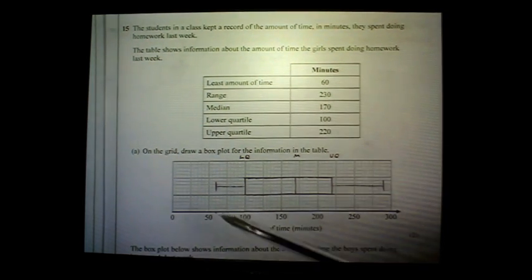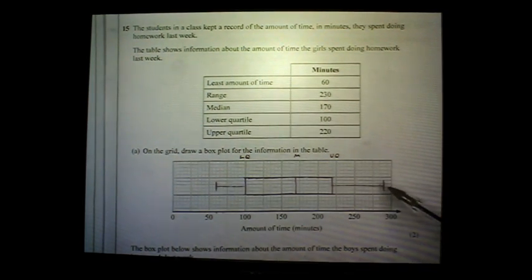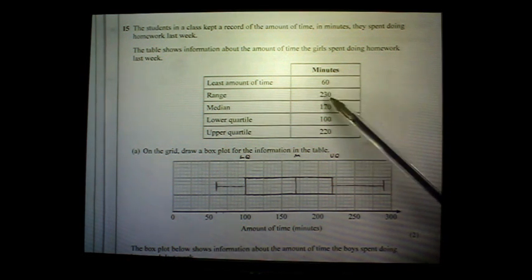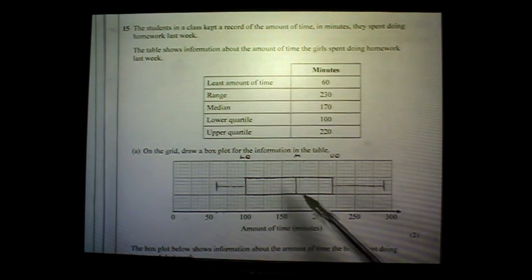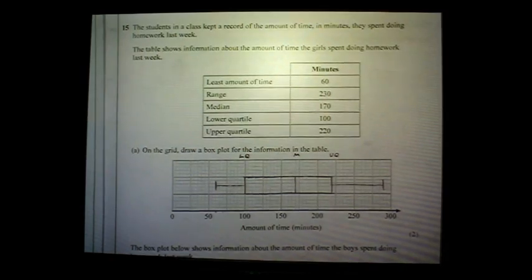The range is the difference between the smallest and the biggest. So if that's 60, then the highest must be add on 230, so 290, which is why that one's there. The median is 170, so that's there. The lower quartile is 100, and the upper quartile is 220, so that one's there. I'll zoom in in case you want to pause and see exactly what I've done.